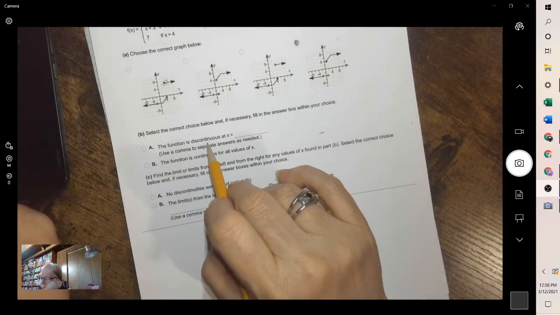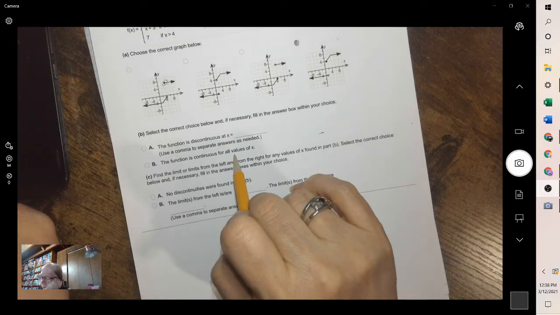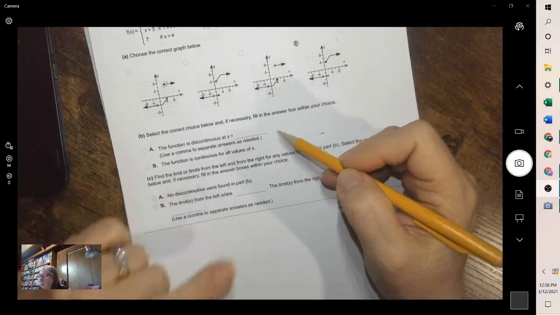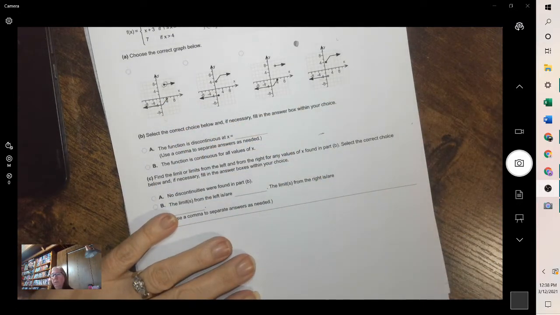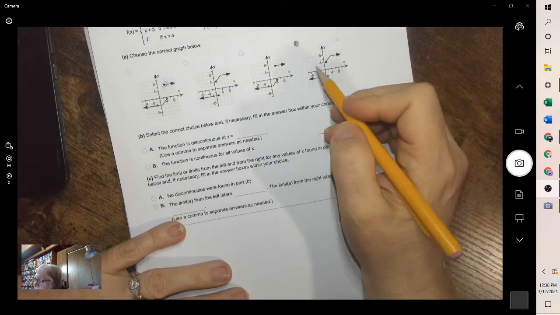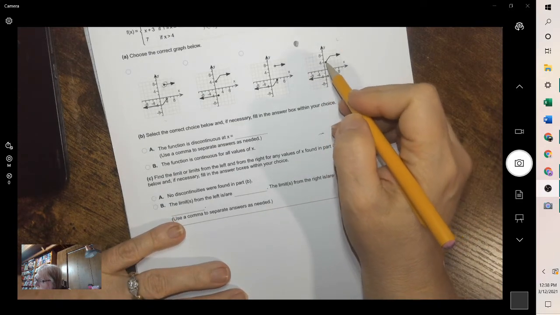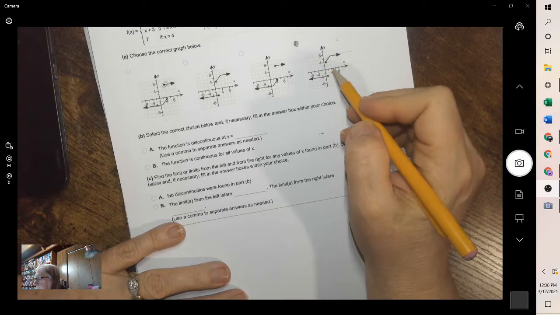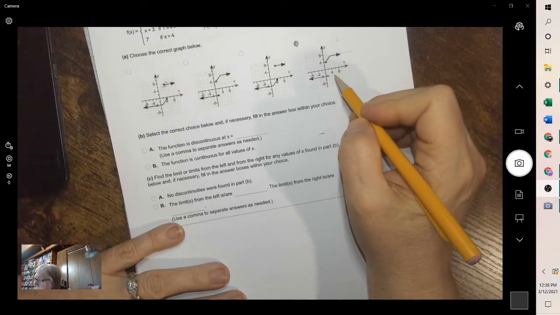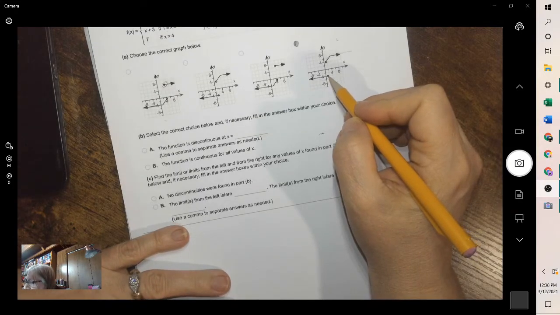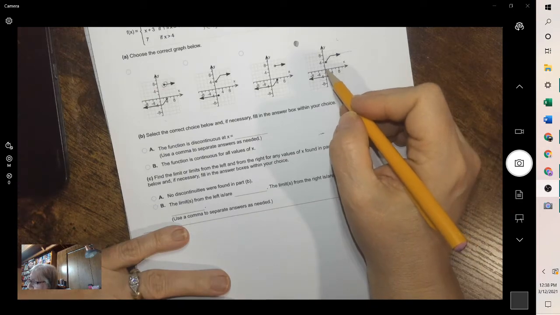The function is discontinuous. The function is continuous. Well, to tell if it's continuous, can you draw a line through the whole thing? Well, we said it was this one. If we draw a line, we're jumping here. That's the only spot. So it's discontinuous at 1.